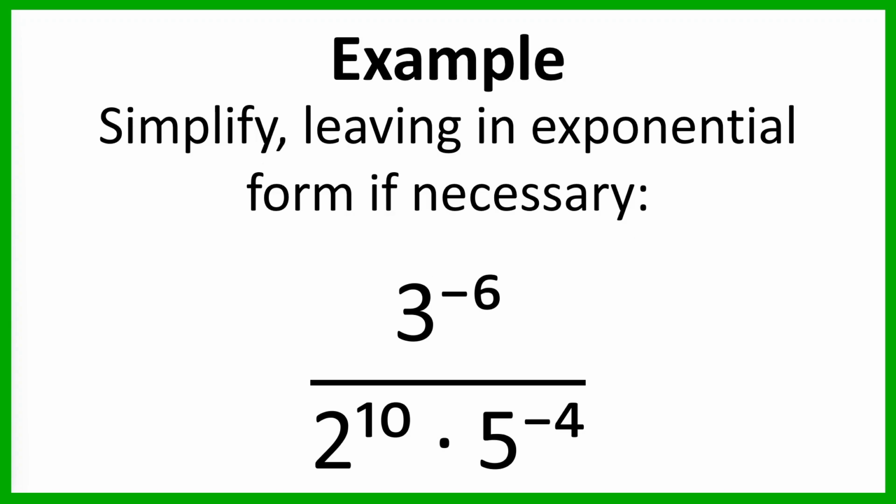Okay, right, so now let's have a look at our first example for today. In this example, we've got 3 to the power of negative 6 in our numerator, and then in the denominator of our fraction, we've got 2 to the power of 10 times 5 to the power of negative 4. And we need to simplify this. Now, in this particular example, we're not going to be able to do any simplification in terms of cancelling things out or anything like that, but we're going to change things and make sure that they have positive exponents. Remember I said we always need to try and make sure that we leave our solution with positive exponents. Okay, so let's have a look at how we do this question.